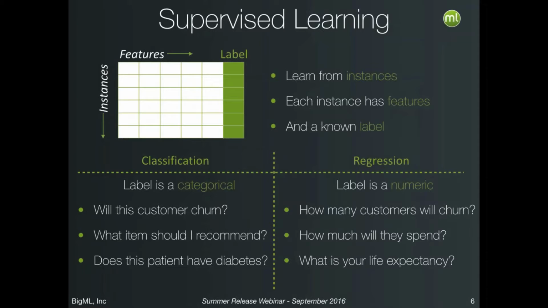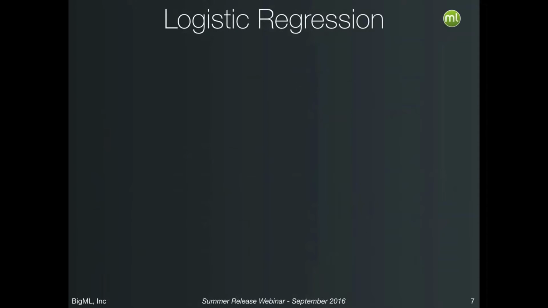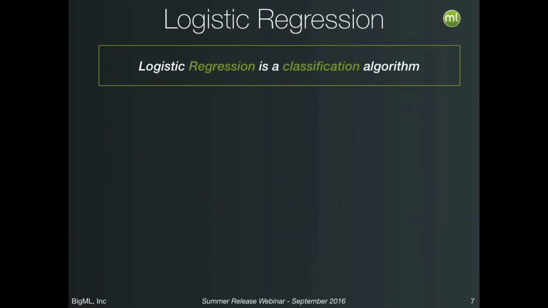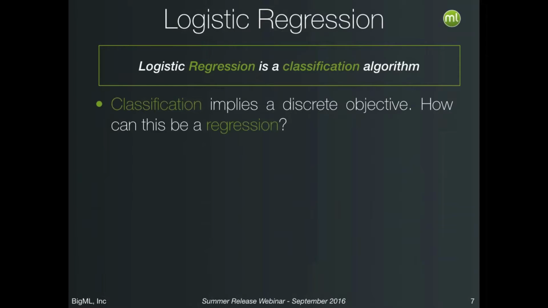So now that we've clarified the terminology of supervised learning, you might have a few questions. In particular, logistic regression is a classification algorithm. This means that the model is predicting discrete values. So how can this be a regression, right? How does that make any sense?